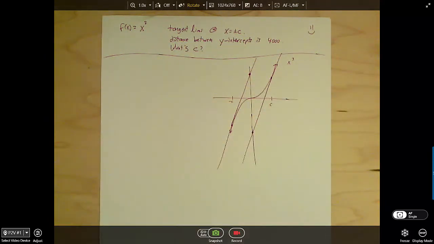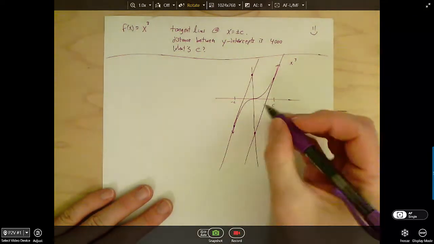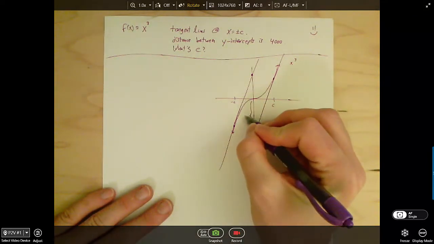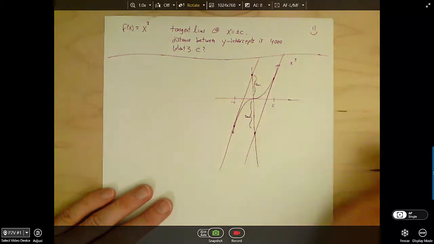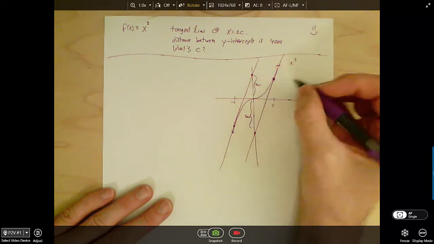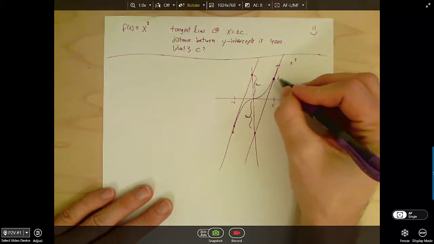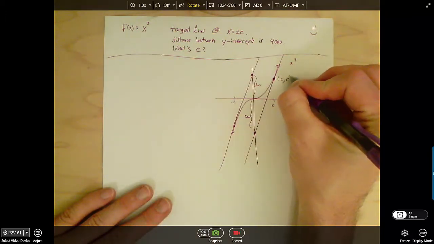So my second comment is a lot of people made this picture, but they didn't label everything that you could figure out about this situation. So I'm thinking this is 2,000 and this is 2,000. That's a relevant consideration. A lot of people never actually labeled this point. So you know that the x value is c, but you also know the y value because you know the equation. So the y value should be c cubed.